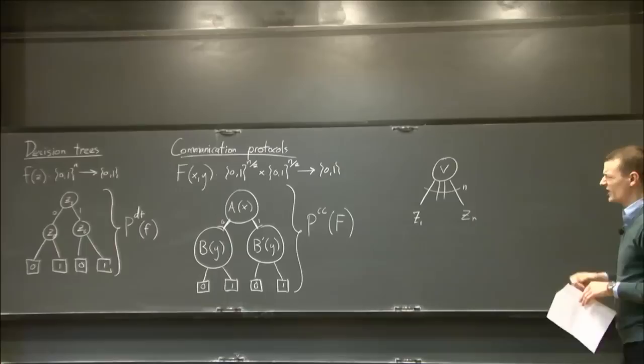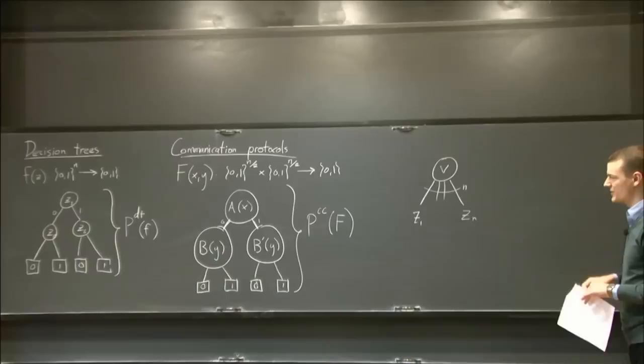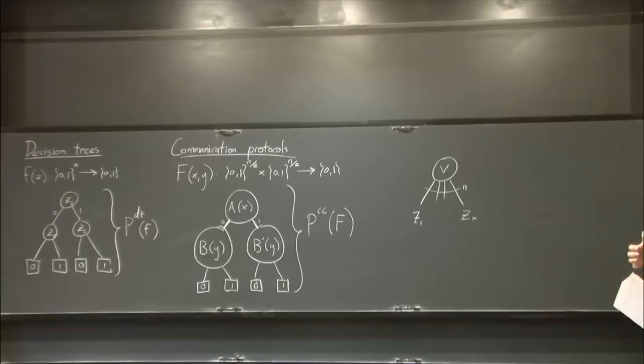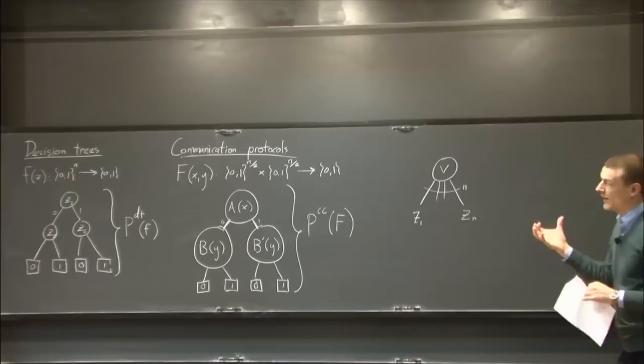But a communication protocol is really easy to compute this. You just look at your input and the two players determine whether they see a one in their own part. So these are much more general, much more powerful in general. The point in this area is to find general situations in which you could equate the powers of the two models.